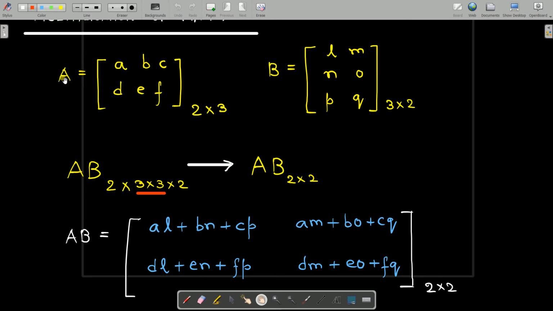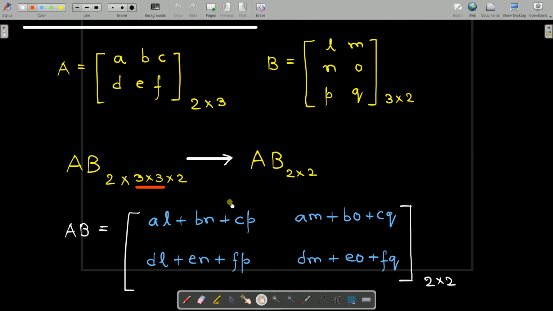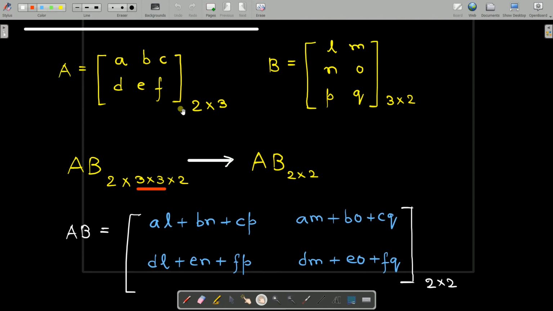Now let's say we have multiplied it. Do we know what the order of the matrix AB is? Yes, of course. If you multiply this, this 3 gets cancelled. We have highlighted it with red. So this 3 gets cancelled, and the final order of the matrix AB will be 2 cross 2. So how do we find the matrix multiplication of this?